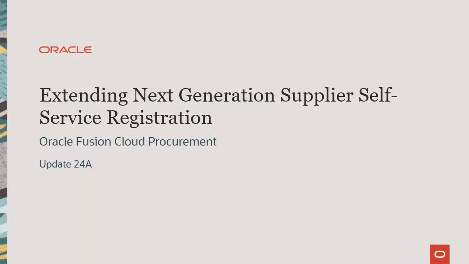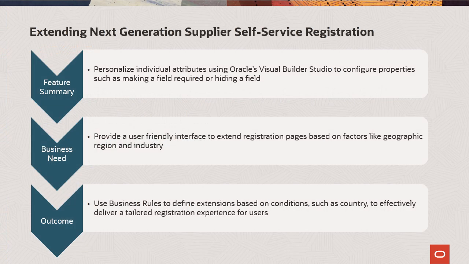This demonstration shows how you can personalize individual attributes in the next generation supplier self-service registration flow. Next generation supplier self-service registration can now be extended to configure the properties of individual attributes, like configuring them as required or hidden. Until 24A update, personalizing individual attributes was not supported, whereas businesses need a user-friendly interface to tailor the registration pages based on factors like geographic region and industry.